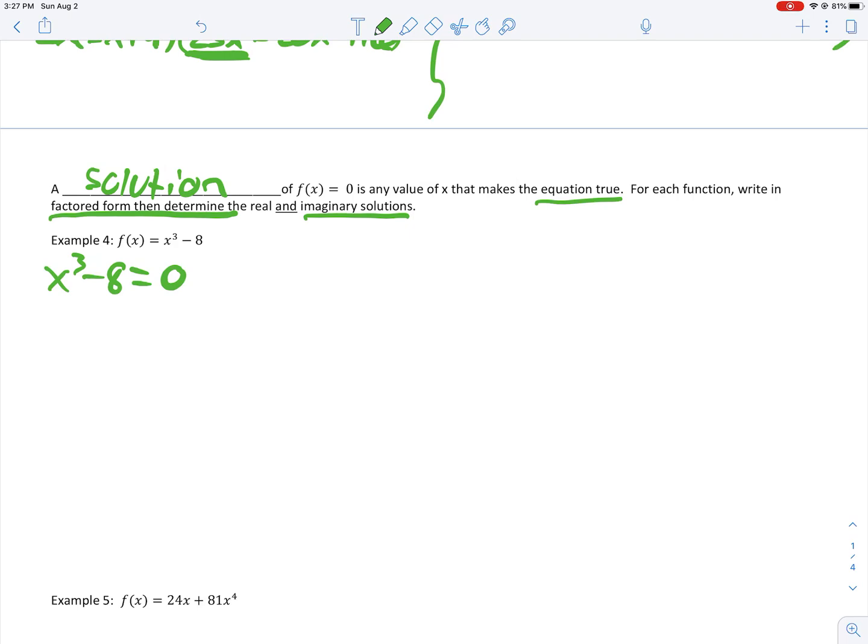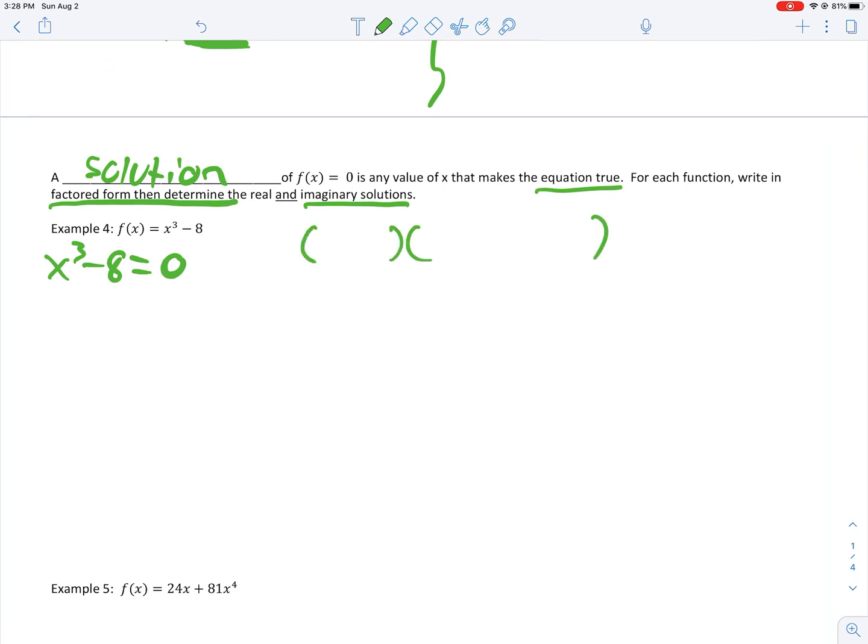Now what you're going to start to notice is, since it's an x cubed, there's actually going to be 3 solutions. Because I know there's 3 solutions because it's to the 3rd power. That's why x squared has 2 solutions, because it's x squared. That's why x to the 1st power has 1 solution. And we're going to learn this is called a degree. That's how many solutions there are going to be. So there's going to be 3 solutions.